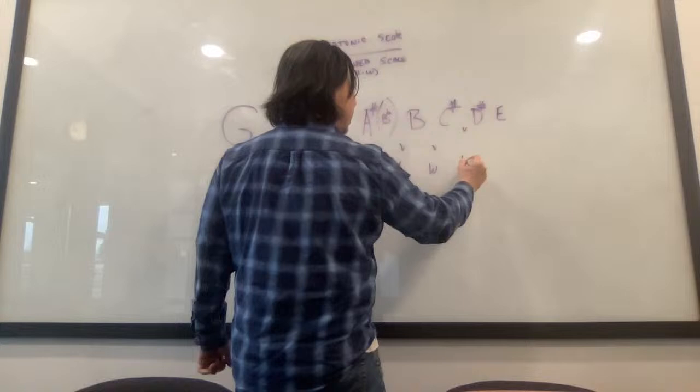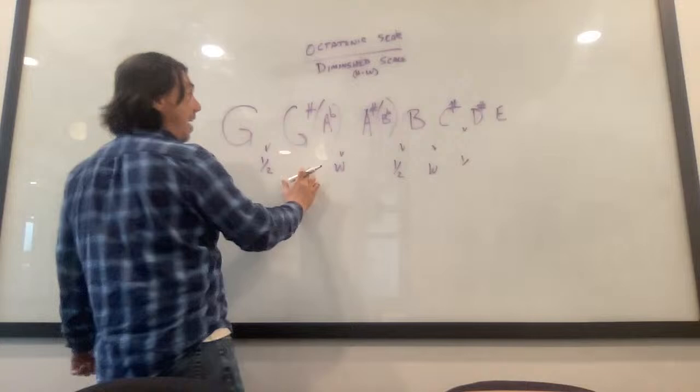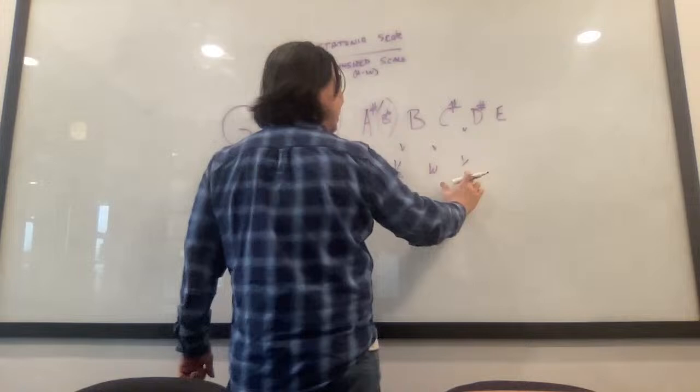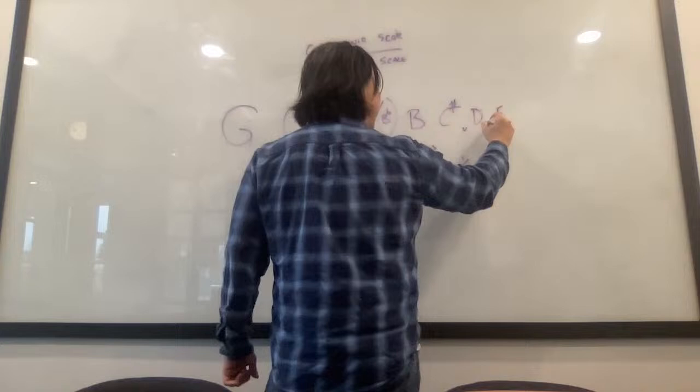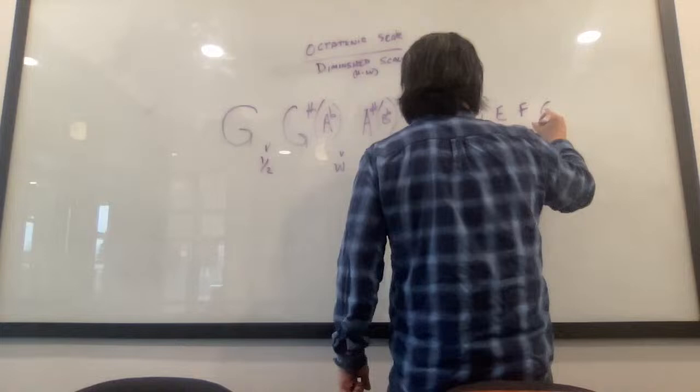I'm going to write the formulas in here. So we have a whole step, half, whole, right? I'm doing this very quickly. We have a G, half, whole step, half step. Now we need the D. And that's half step, and then a whole step. And that's E. And then we need the F, which is the final half step before we repeat back to the octave, the whole step.